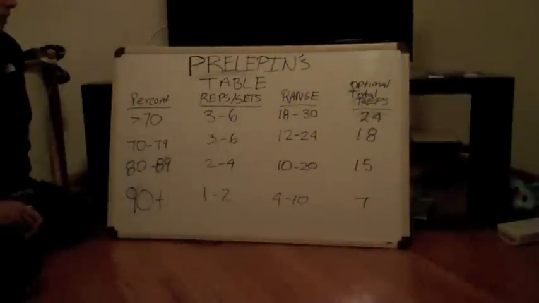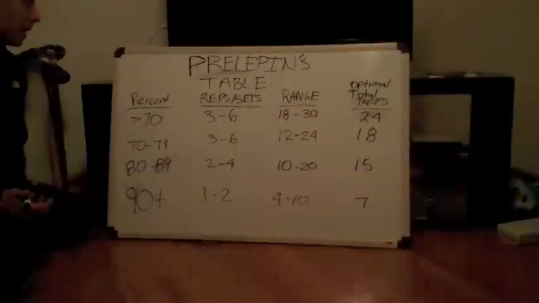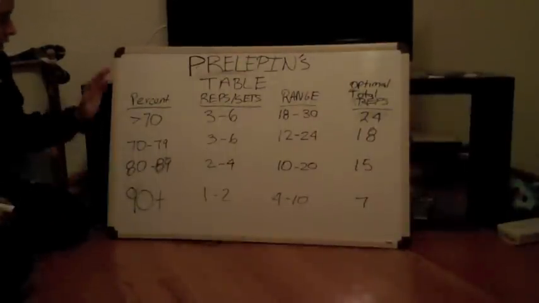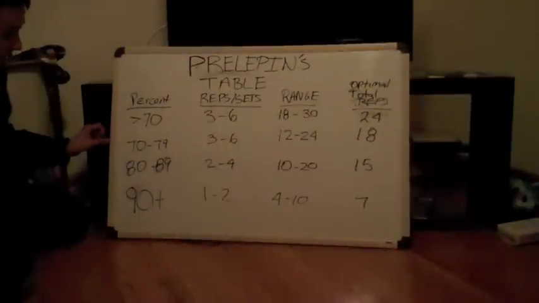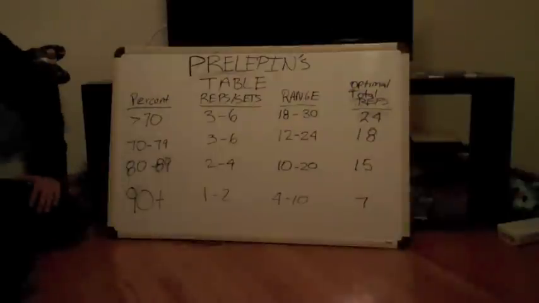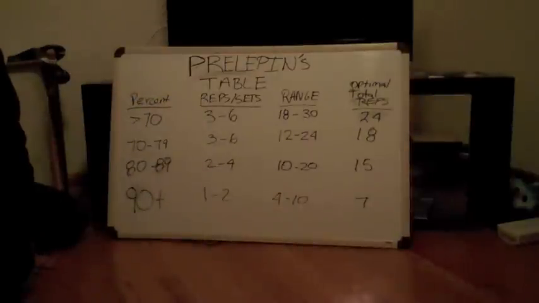So Prelepin's table: how do I apply it to my training, where can I apply it, and how can I add on to it? We'll cover that today. Right here, I just want to show you guys the percentages that we have: anything below 70%, 70 to 79, 80 to 89, and 90% plus. And right here we have our reps and sets.